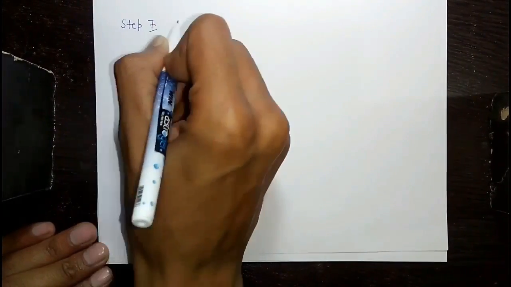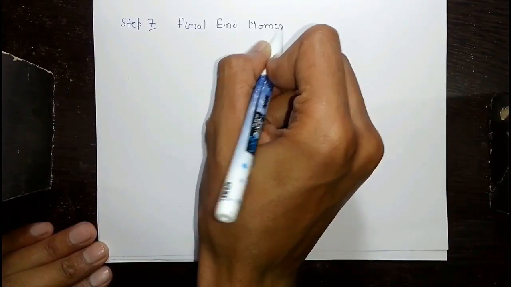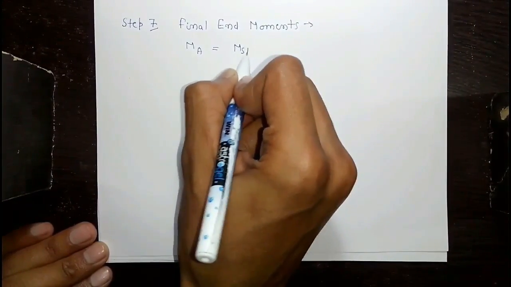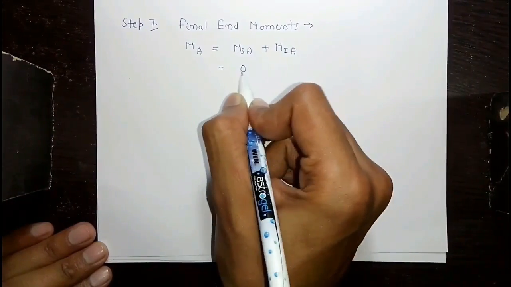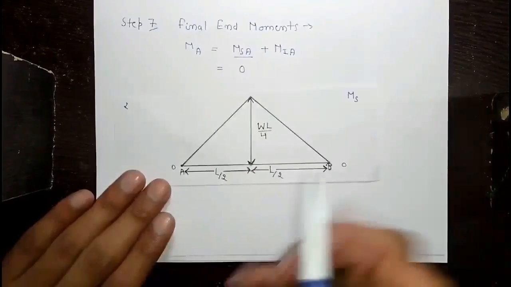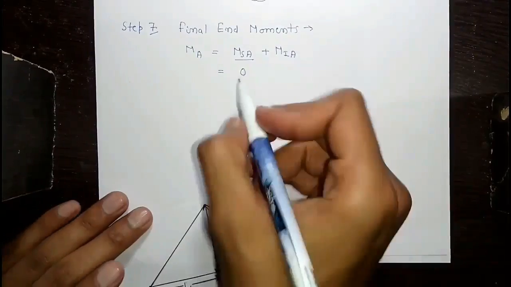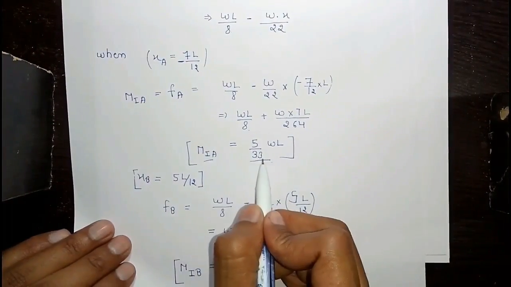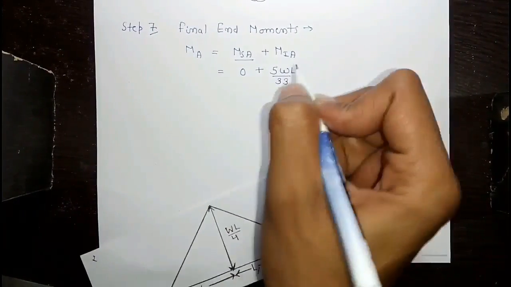Now for the final step, step 7, the final end moments. M at A is equal to Ms at A plus Mi at A. The static bending moment at A is 0. Why? Because according to the Ms diagram, it is 0 at A, and Mi at A is 5WL divided by 33.